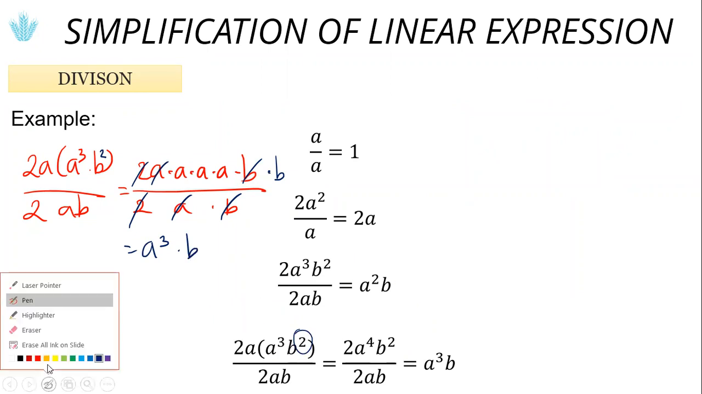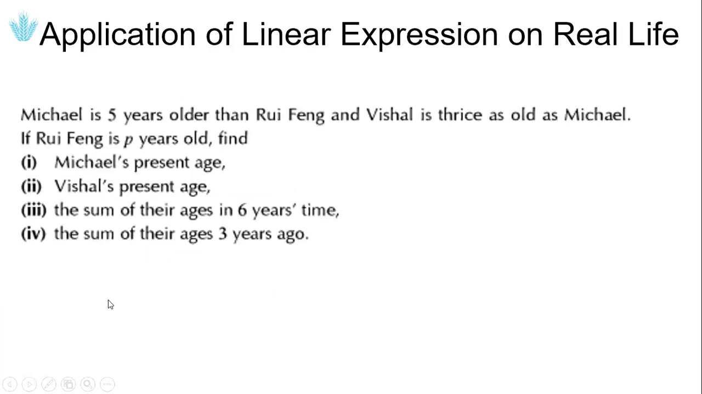Okay, simple. So it's not too difficult, but take it slowly. Now, let's try an application. Michael is 5 years older than Rifeng, and Vishal is twice as old as Michael. If Rifeng is P years old, okay, slowly. Rifeng is P years old. Michael is 5 years older than Rifeng. So what is Michael's age? P plus 5. Yes, correct.